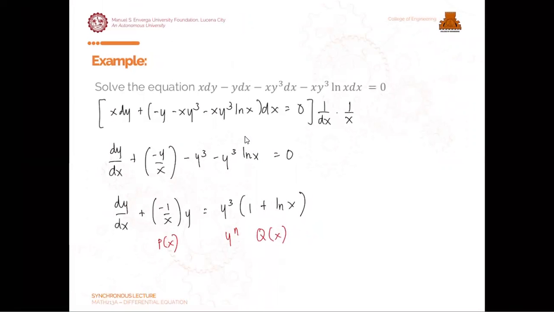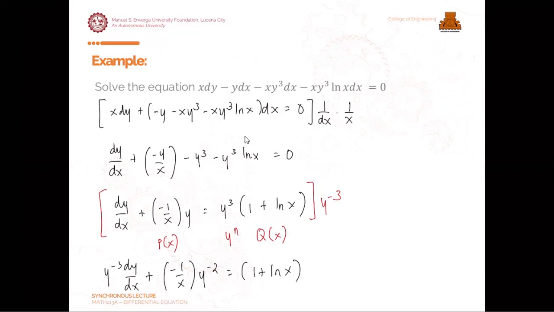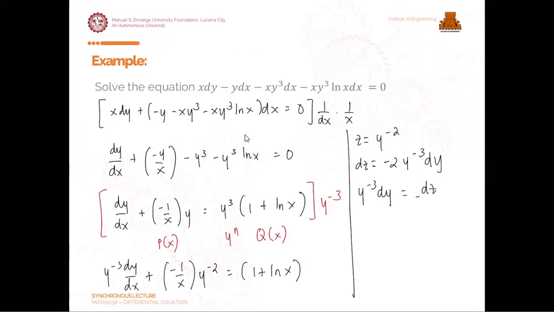Okay? Once na nasa Bernoulli form, mamultiply natin ng y negative 3. Okay? So, y negative 3 dy over dx plus negative 1 over x, y negative 2 is equals to 1 plus ln of x. Okay? And next is let natin na si z is equals to y negative 2. So, we have dz is equals to negative 2 y negative 3 dy. Okay? Or y negative 3 dy is equals to dz over negative 2. So, we try to substitute.